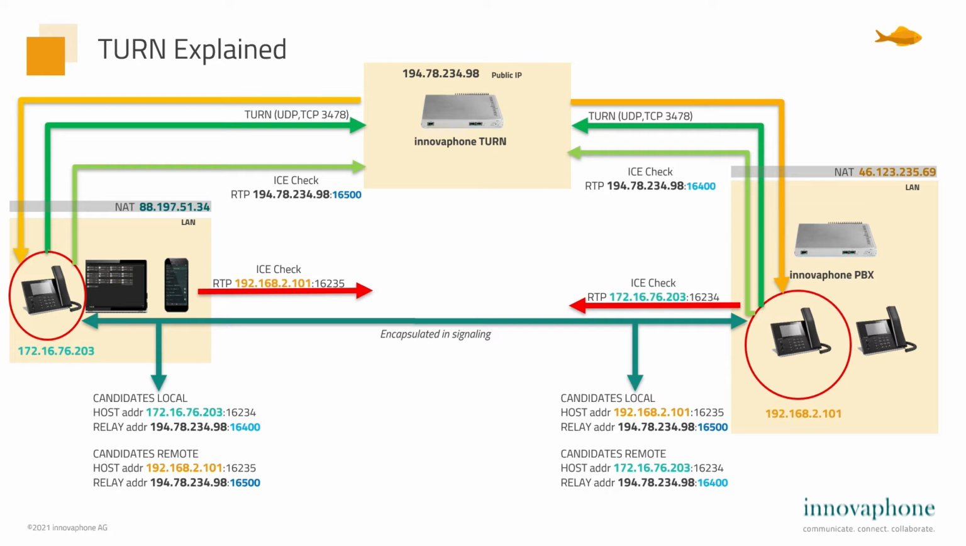Also, the endpoint on the left side tries to reach the candidate's remote, the relay address 194.78.234.98 and port number 16500 of the TURN server. This will be successful. This complete process will also be done by the endpoint on the right side as well. The first successful communication path will be used for the RTP audio path. If a TURN server is configured, this connection path will be verified by the ICE checks as well, as we have seen before. As explained, the TURN server will be used as media relay point.